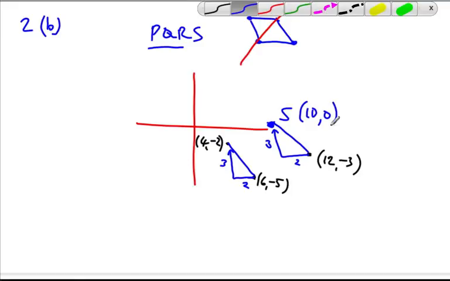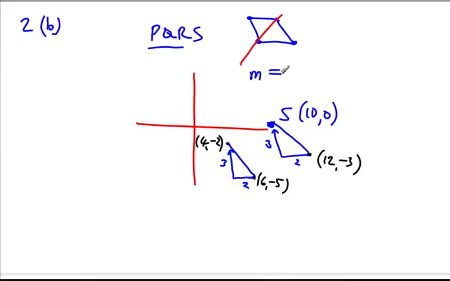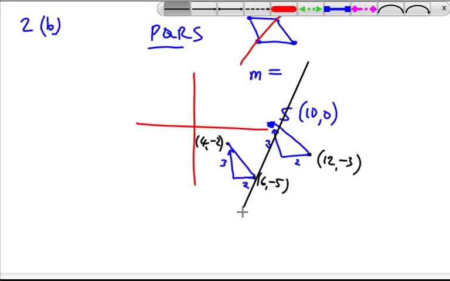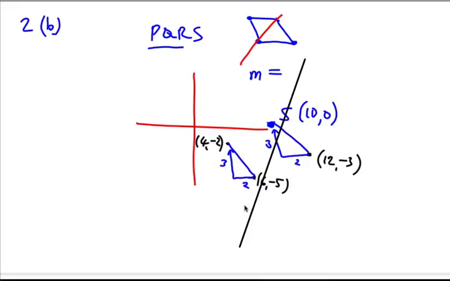Now we're halfway there, and that's just understanding what a parallelogram would look like. But that's not the question. The question says, what's the gradient? Well, the gradient is the rise over run for the point Q, which is way down here, 6, -5. So if we put our line through here, there's our Q, there's our S.